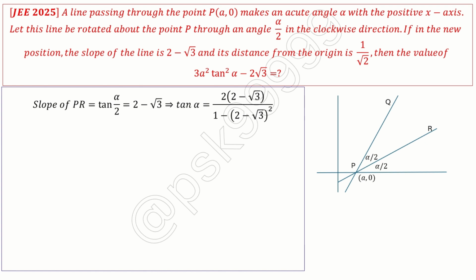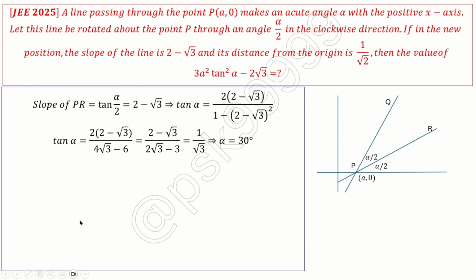Tan alpha, in terms of tan alpha by 2, is 2 times (2 minus square root of 3) divided by 1 minus (2 minus square root of 3) whole square. If I simplify, what I'll get is 1 by square root of 3, that is tan alpha, which is nothing but 30 degrees, correct? So alpha is 30 degrees. Now I know the alpha value. I need to find out the a value. So how do you get a?